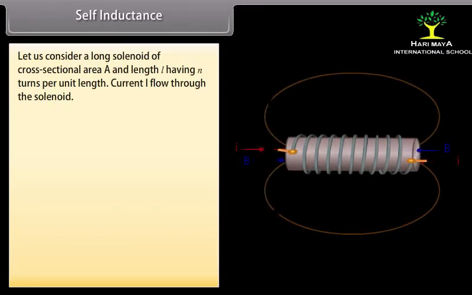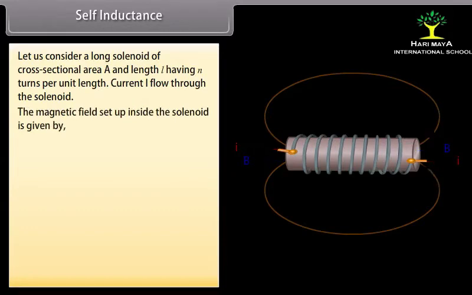Let us consider a long solenoid of cross-sectional area A and length L having N turns per unit length. Current I flows through the solenoid. The magnetic field set up inside the solenoid is given by the product of mu naught N and I.